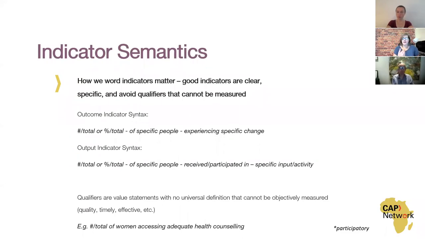So an example here is the percentage of total women accessing adequate health counseling. This is an example of an indicator that is very specific, but it includes a qualifier that you would want to try to avoid when you're developing your indicator language. Qualifiers are value statements that can be very, very difficult to measure. So in this indicator, we're talking about adequate health counseling, and that word adequate is going to cause problems, because how would that be defined? How would you measure something that is so subjective in that case? So generally, you would want to try to avoid putting in those kinds of value statements around the change or the input or experience of your beneficiaries.